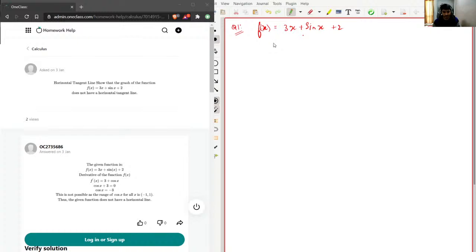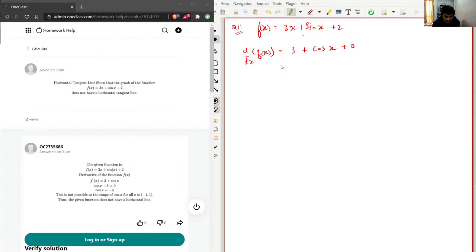To find the slope of the tangent line at any point, what we do is differentiate this function. So we'll just take the derivative of this function. d/dx of f of x is 3 only, plus sine converts to cosine of x, and 2 will be nothing but 0.